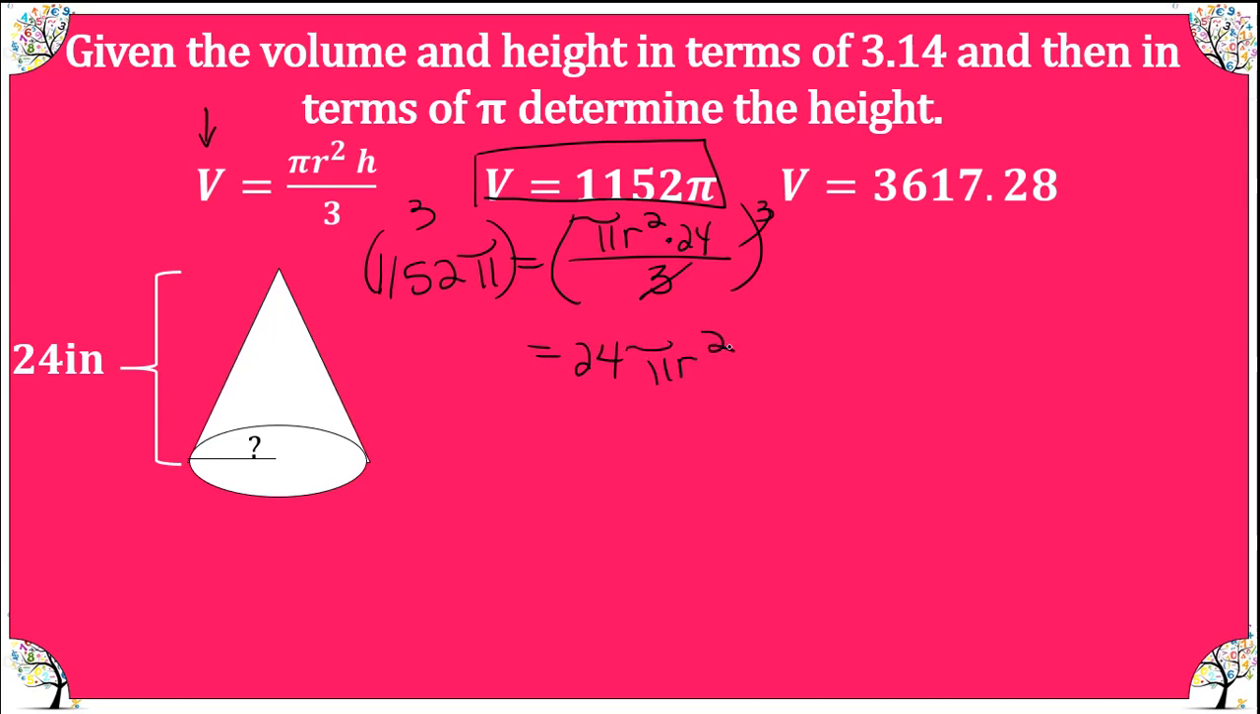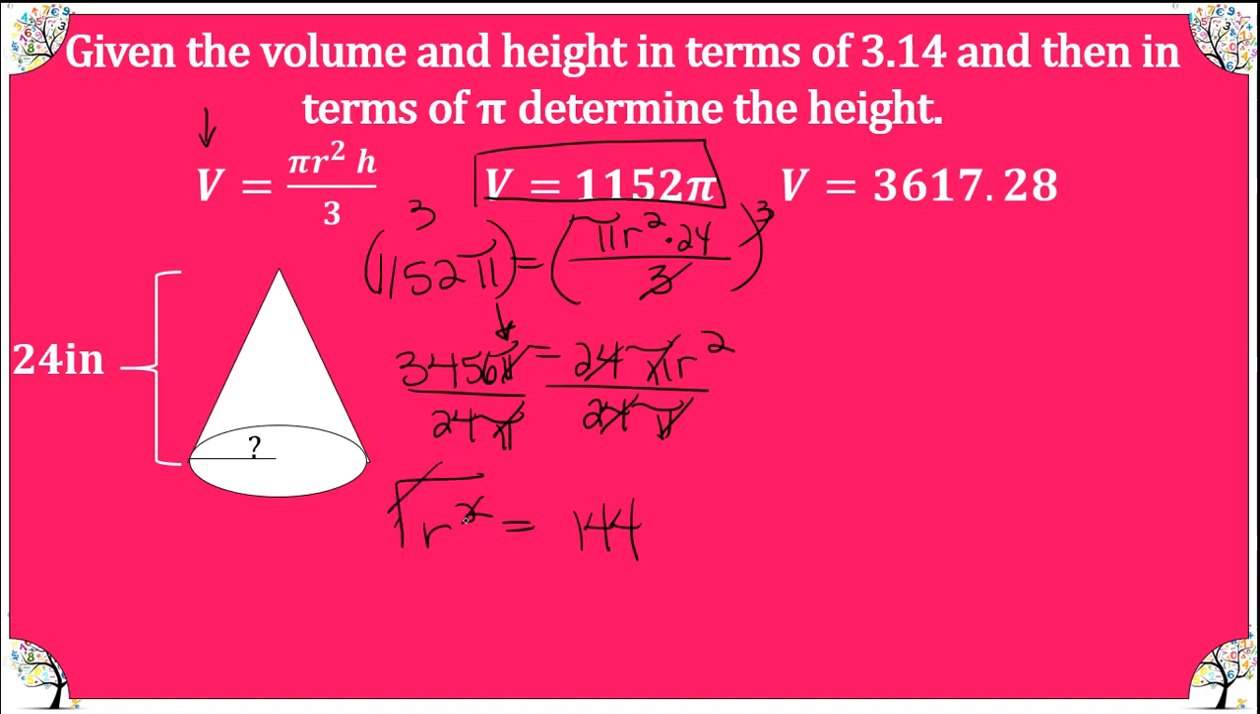And 1,152 times 3 is 3,456. Don't forget your pi. Now let's divide each side by 24 pi. We get 144. Undo the squaring by taking the square root, and our radius is 12.